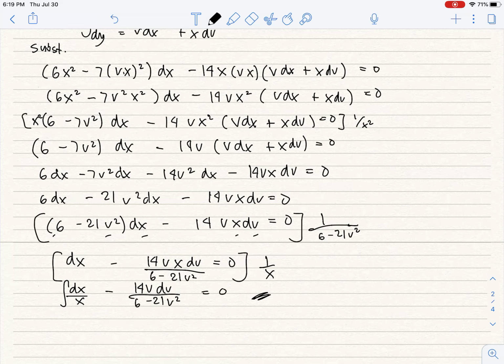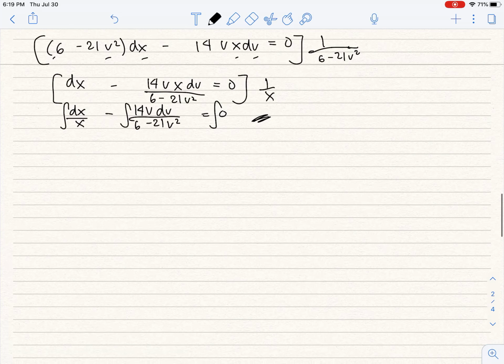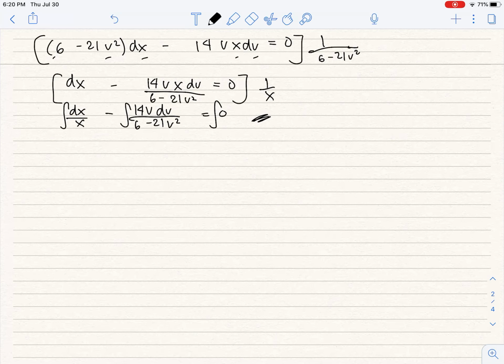So integrate each term. This is easy. Let's integrate this first. Before integrating, let's factor out the 14 so it's not confusing. So this is the integral of dx over x minus 14 integral of v dv over 6 minus 21v squared is equal to 0, or the integral of 0.